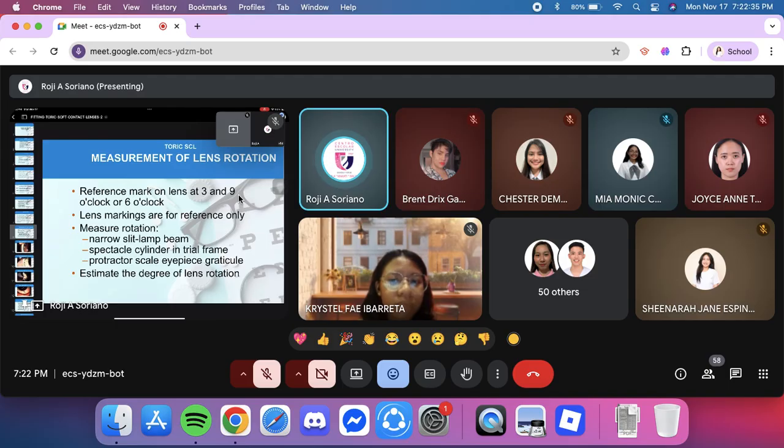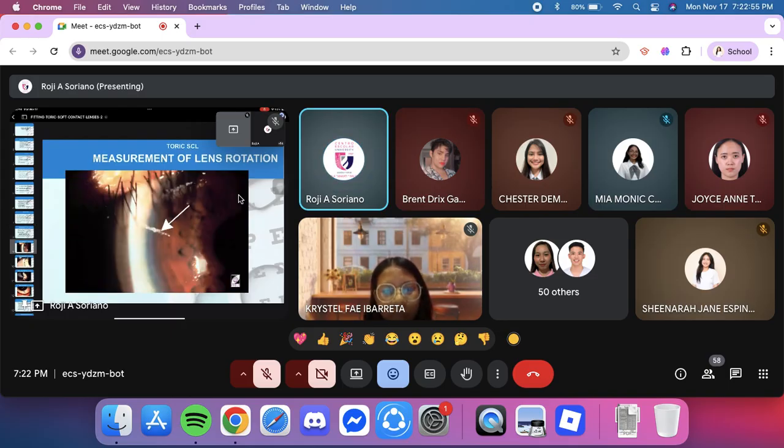Crystal, what did you observe? Nakikita po namin sa slit lamp yung reference mark, parang horizontal po siya. Okay. All right.